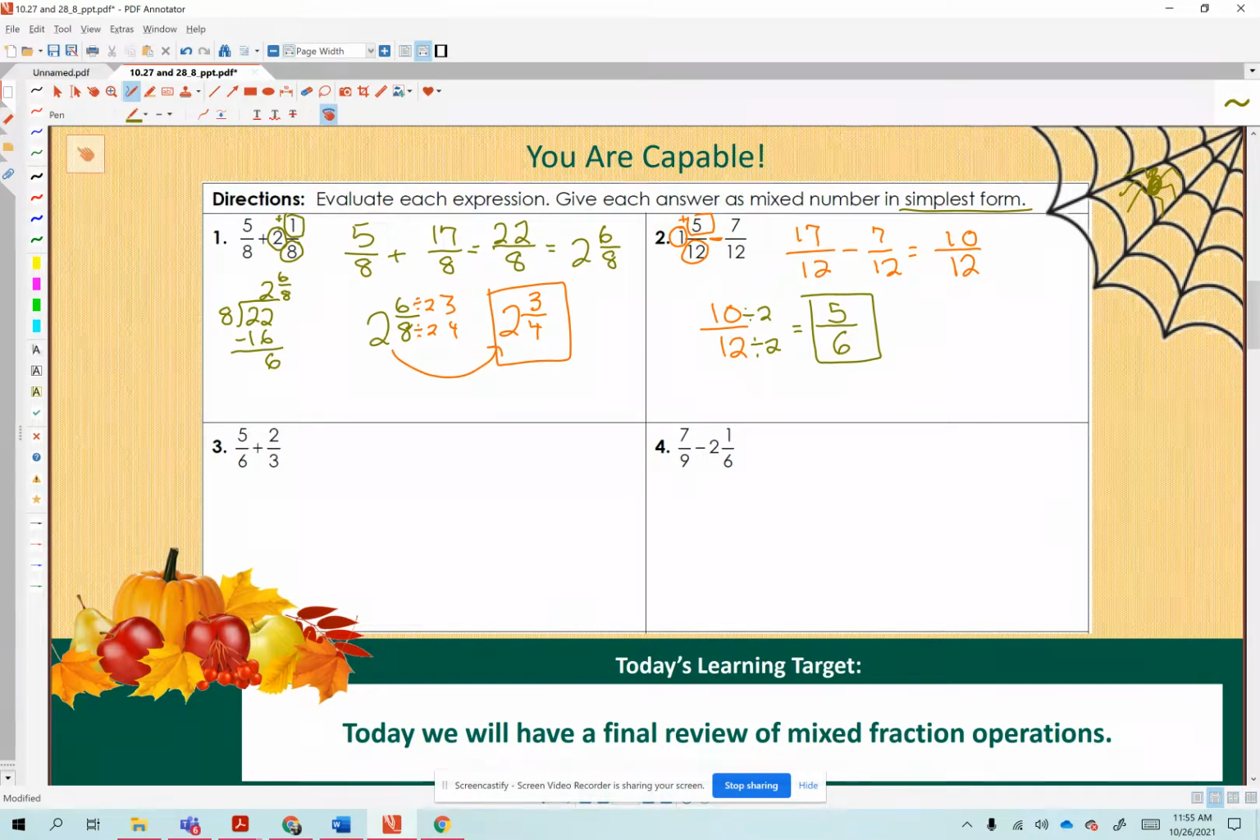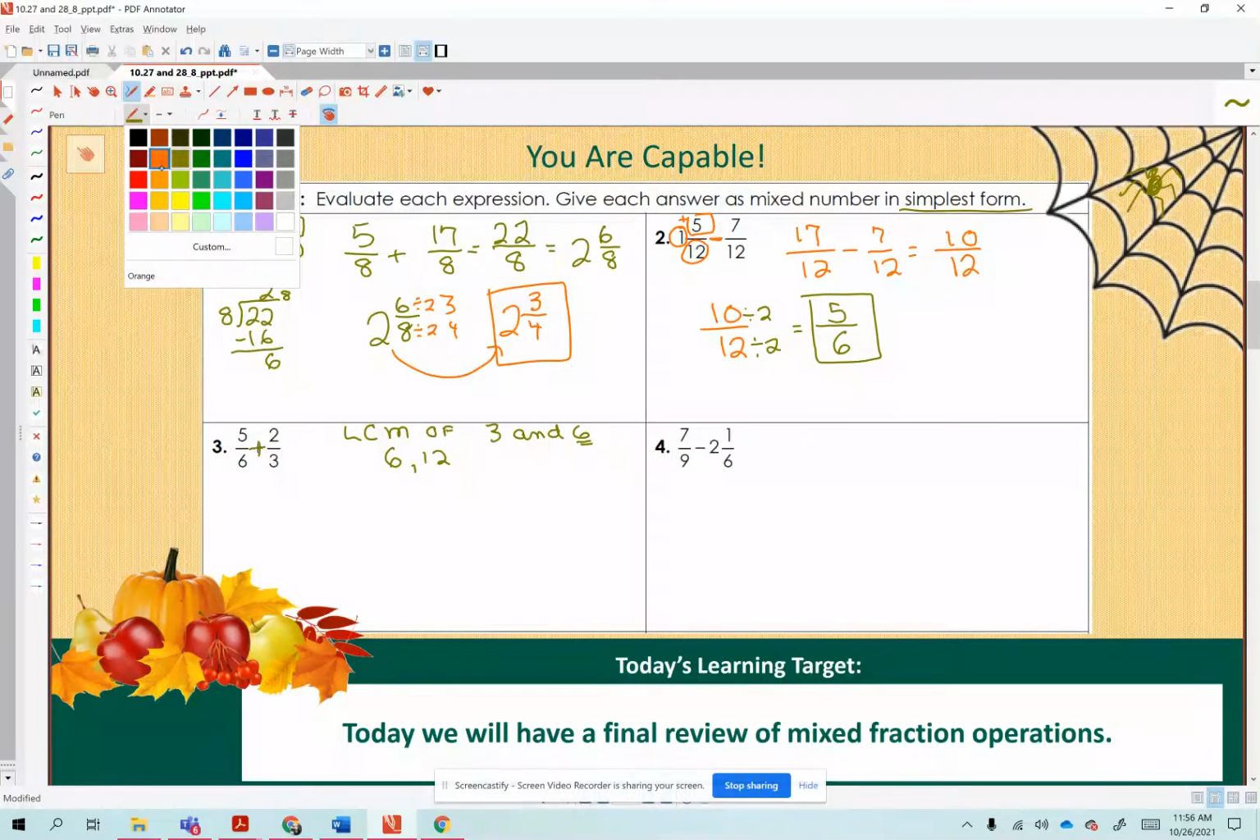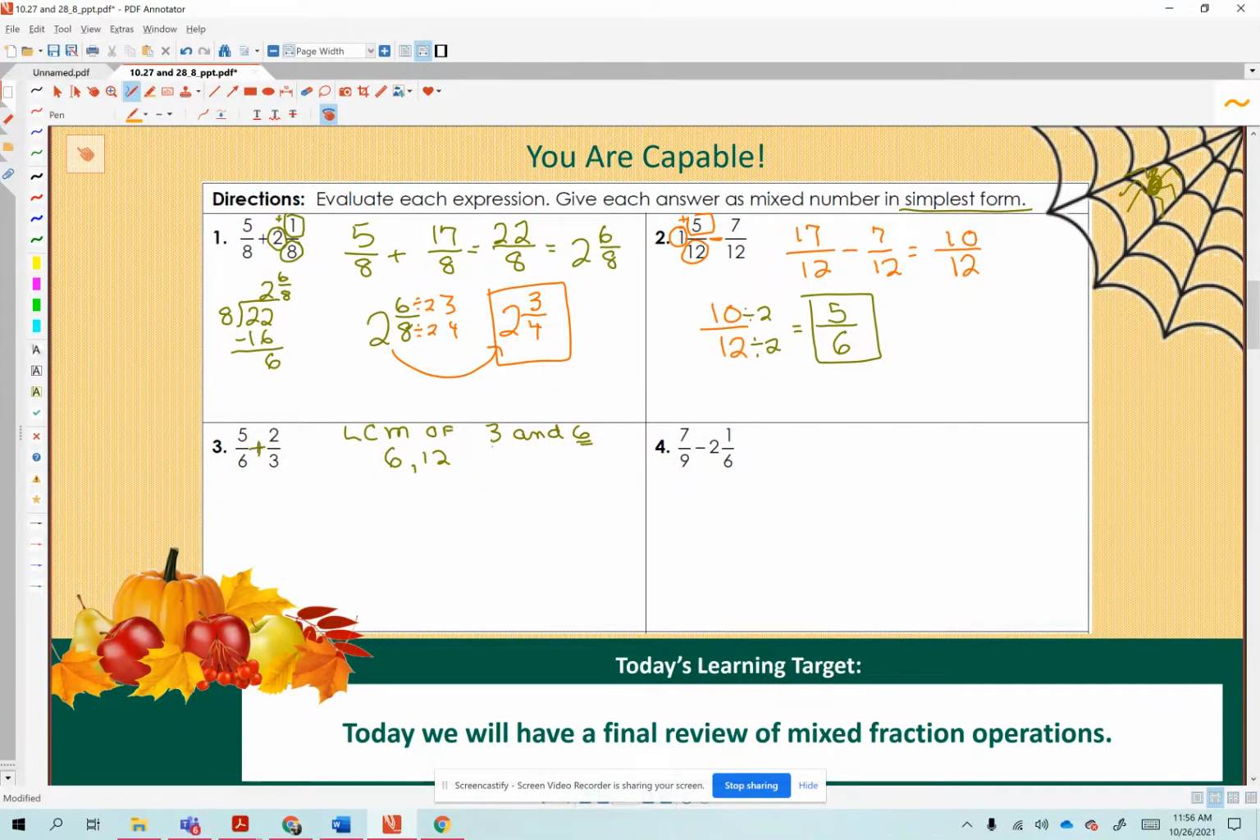So number 3, let's always check our operation. So for number 3, we will be adding, and we need to have a common denominator. So we need to find the LCM, least common multiple, of 6 and 3. So let's take this larger number and let's look at the multiples of 6, which are 6, 12. Now wait a minute. If we stop and look at this carefully, we see we don't really need to go that far because 6 is a multiple of 3.